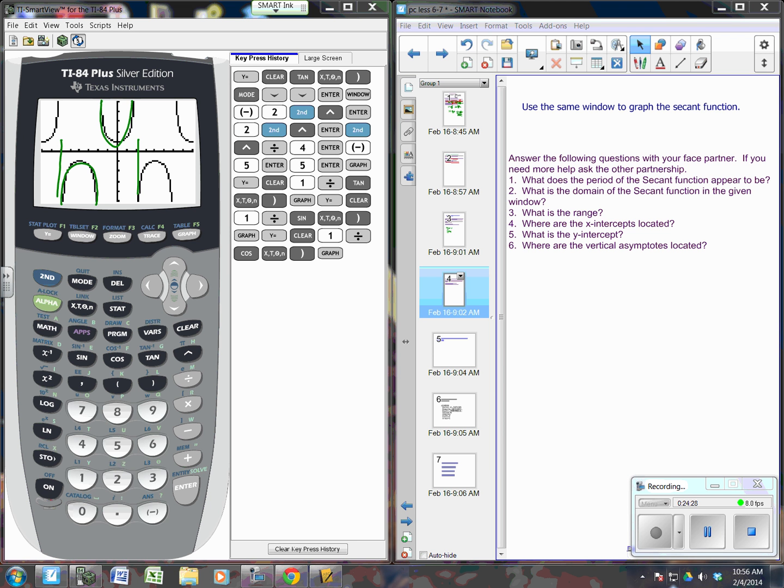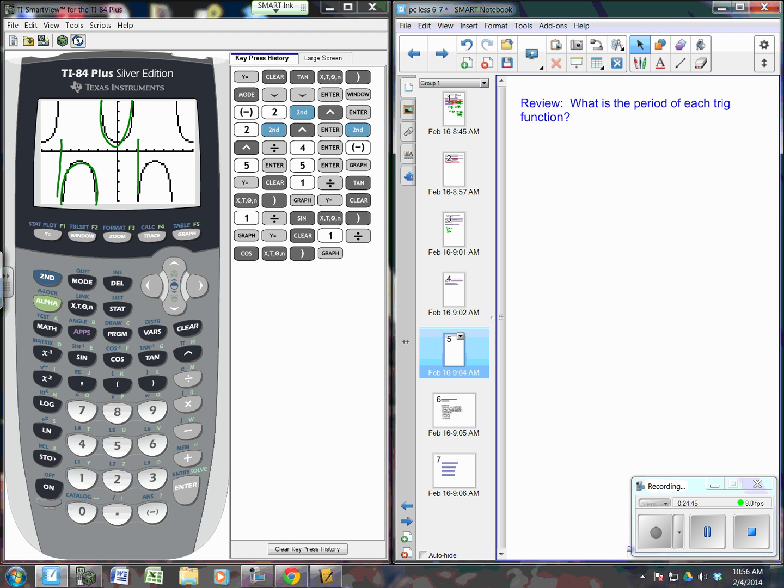Number 6. We already asked this question, but I'm going to ask again. Carly, Dylan, where are the vertical asymptotes located? Odd pi halves, right? Okay, good. Okay, you guys, let's review. What is the period of each function? Tell your face partner. Go.